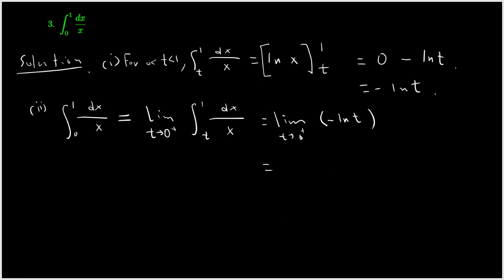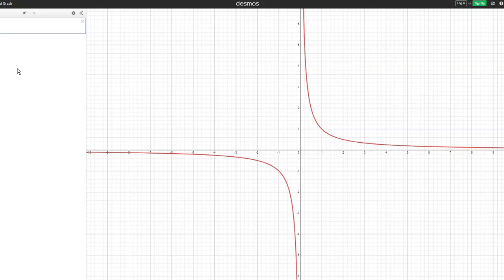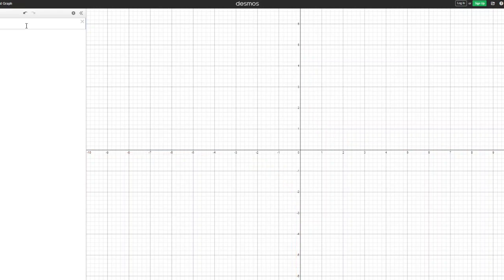Okay. I will show you why. Again, geometrically, we're trying to compute the area under the graph of the function 1 over x, when x is from 0 to 1, where 0 is not included, so it's an open interval on the 0 side. Now I will show you why the answer to the limit is positive infinity.